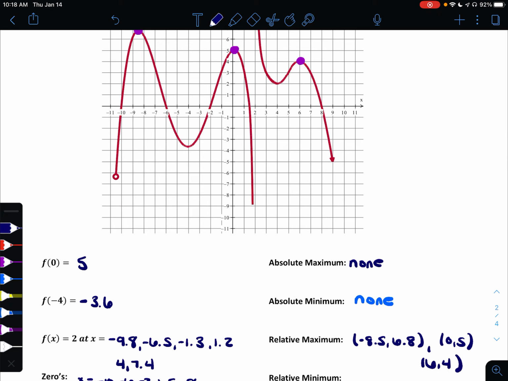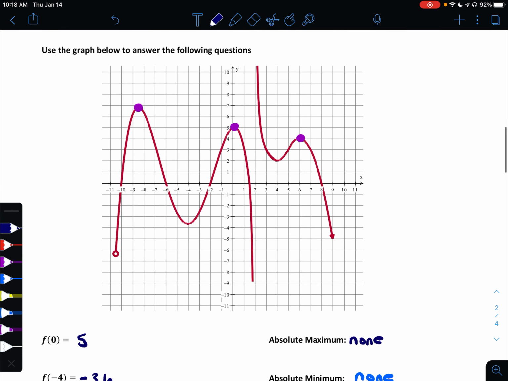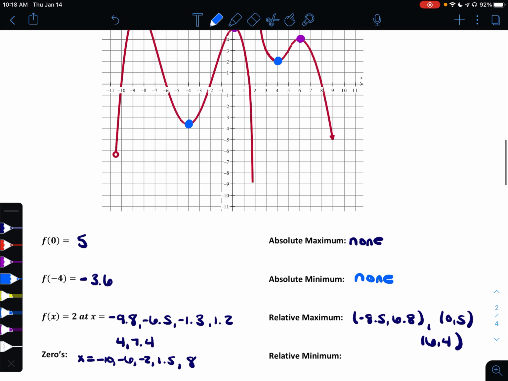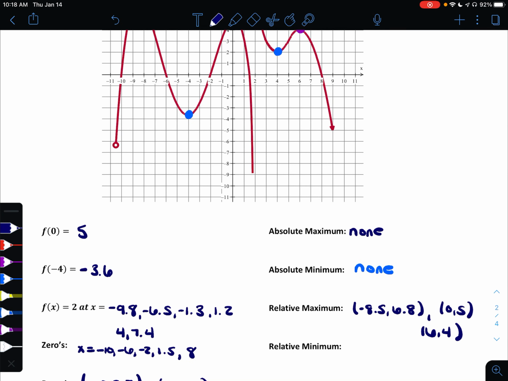Okay. All right, then we also want our relative minimum values. So there we're looking for the low points, the bottoms of our valleys. So I would say right around there and right around there, we have relative minimums. Okay, and again, just estimate if need be. So that first one to me looks like x equals -4, y equals maybe -3.8. So -4, -3.8. And then the second one, I'd say 4.2.